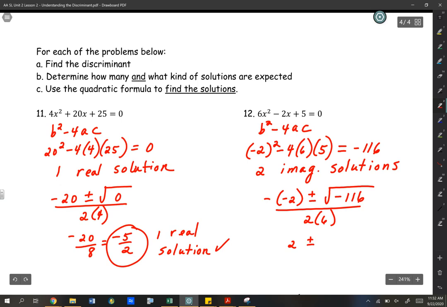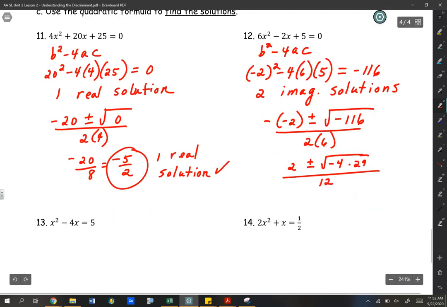Now I'm going to break apart this negative 116. I need a perfect square factor to simplify this. So negative 116, if I fiddle around a little, I'll discover that negative 4 times 29 is equal to 116. And now I can simplify that negative 4 under the radical. So we get 2 plus or minus. Now, the square root of negative 4 is 2i, and that leaves root 29 remaining under the radical.